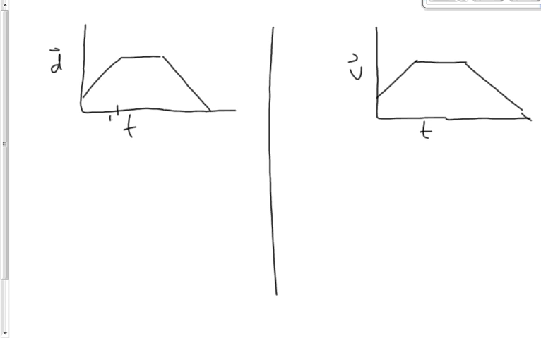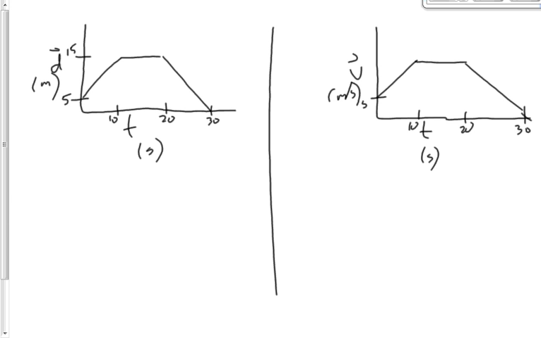We're going to make this 10 seconds. We're going to make this 20 seconds. We're going to make this 30 seconds. Okay, we're going to make this 5 meters. We're going to make this 15 meters. And I should have the units in there as well, right? Now, on this one, meters per second and seconds, let's make this one 10 seconds, 20 seconds, 30 seconds. And let's make this one 5 meters per second. And let's make this one 15 meters per second.